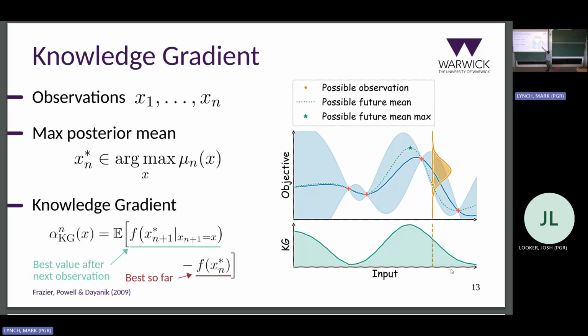And again, that gives you the knowledge gradient at this point, and then you can use a gradient-based optimizer to find out what the best value is, and therefore where you should sample.